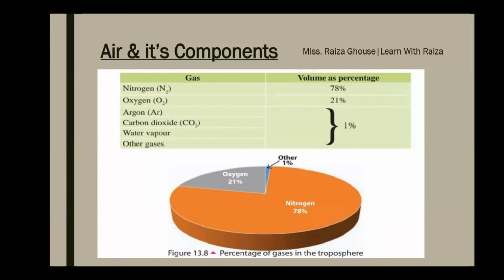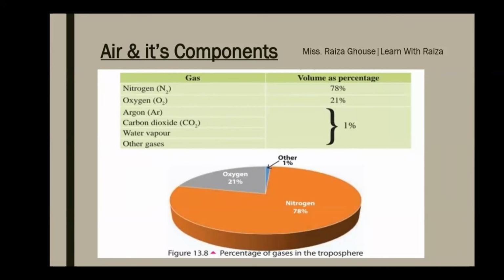Carbon dioxide composition is higher in exhaled air. When you breathe out, carbon dioxide is high. When you inhale, you are inhaling oxygen, and you are exhaling carbon dioxide. So just remember these basic matters about these gases.